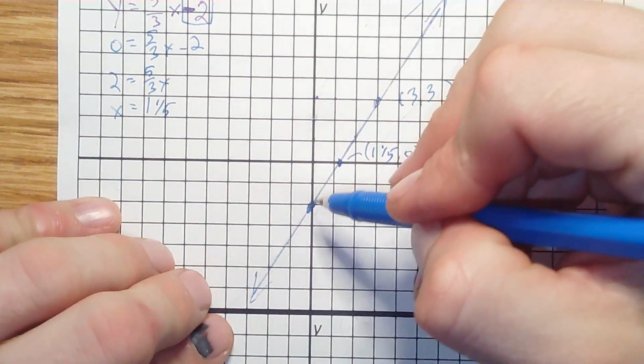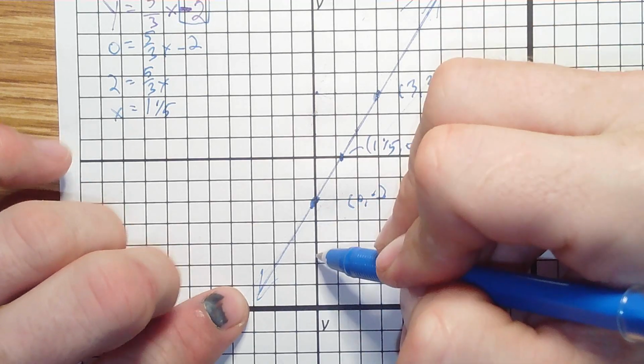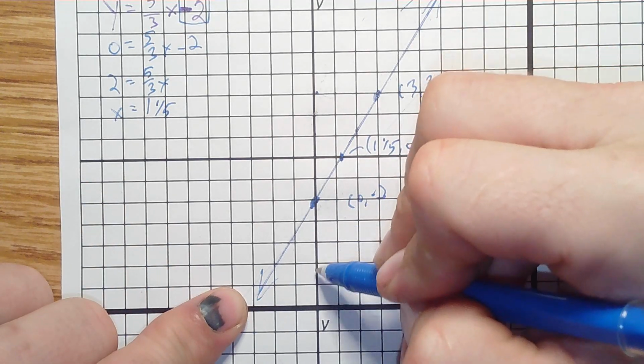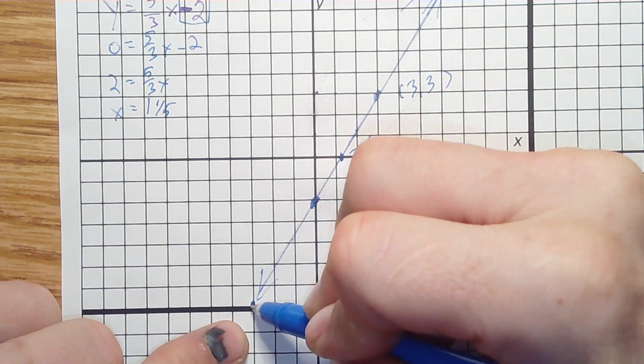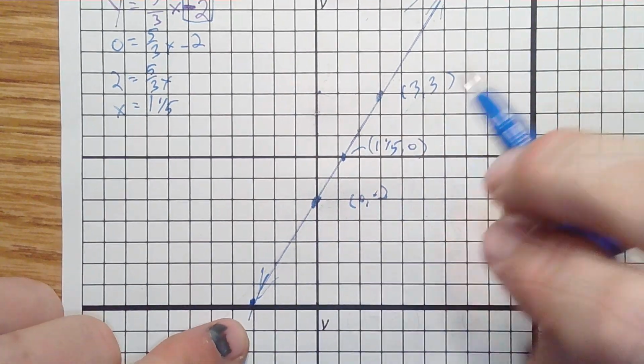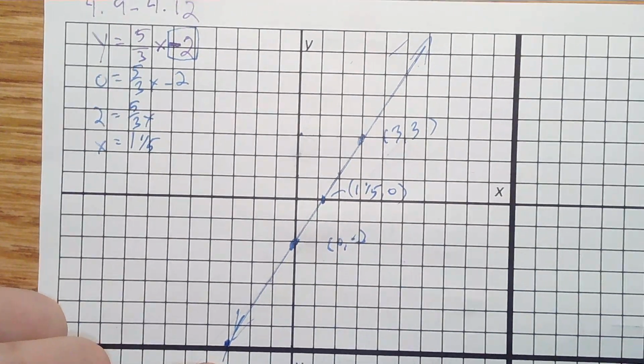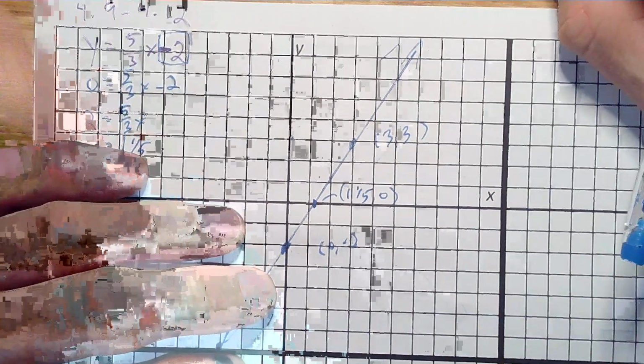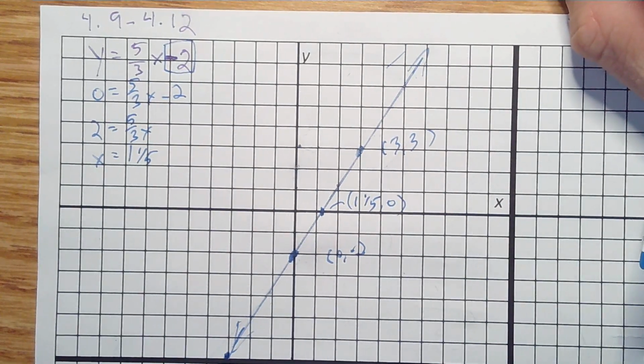So it goes up 5 over 3, or it goes down 5 and to the left 3. 1, 2, 3, 4, 5, to the left 1, 2. It would intercept right here if it kept on going. All right, so what about a line that's parallel to this?